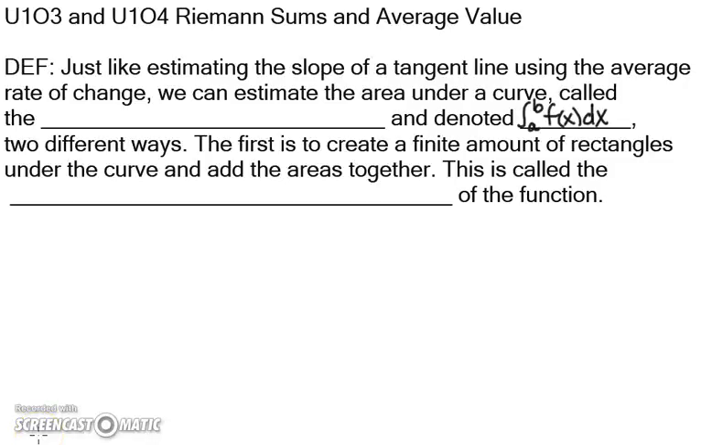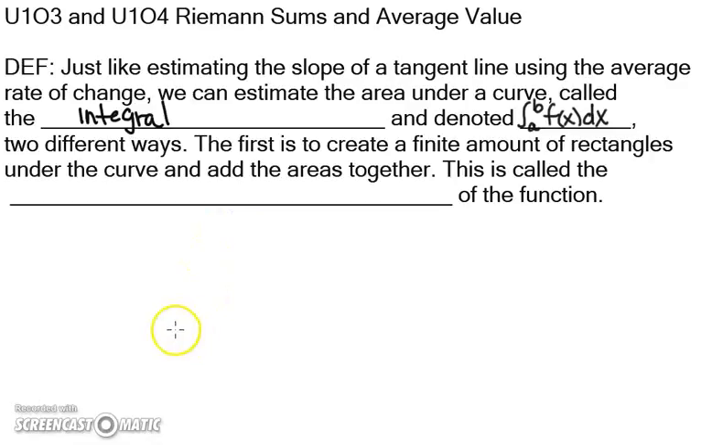All right, in this video we're going to talk about Unit 1 Objective 3 and Unit 1 Objective 4, Riemann sums and average value. So we're going to start with the definition. Just like when we were estimating the slope of a tangent line using the average rate of change, we're going to estimate the area under a curve. And in calculus, we're going to call the area under the curve the integral.